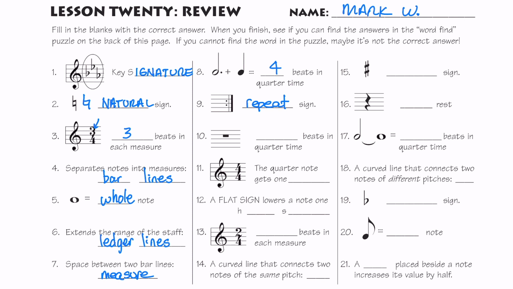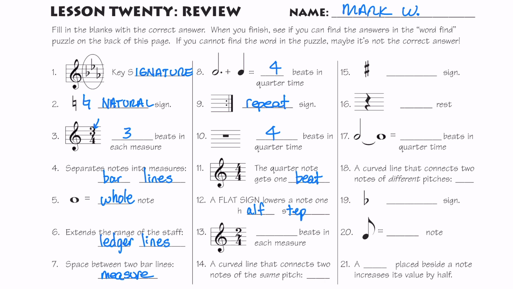What kind of rest is this? Is it sitting on the line or holding on to a line? If it's holding on to a line, it's a whole rest. But I'm not asking you if it's a whole. I'm asking you how many beats is it? 4 beats in quarter time. A quarter note gets 1 beat or 1 count, either way. A flat sign lowers a note 1 half step.